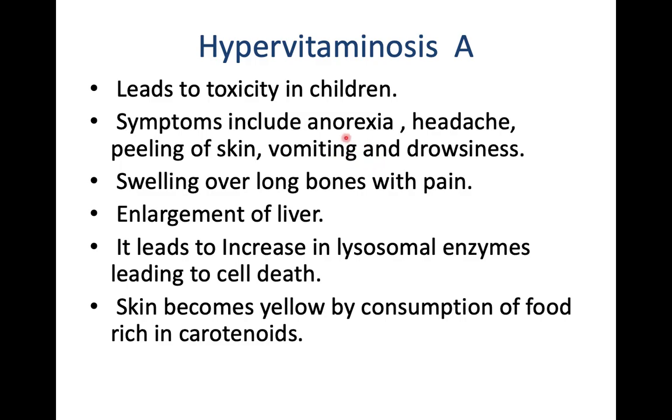Finally, the toxicity. Toxicity can be seen in children. The symptoms are very nominal. They are like anorexia, headache, vomiting, drowsiness, etc. There can be swelling over the long bones along with pain. There could be hepatomegaly because of the storage of vitamin A, and the skin can become yellow by consumption of food which is rich in carotenoids.